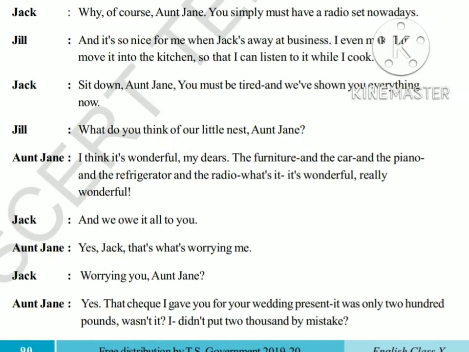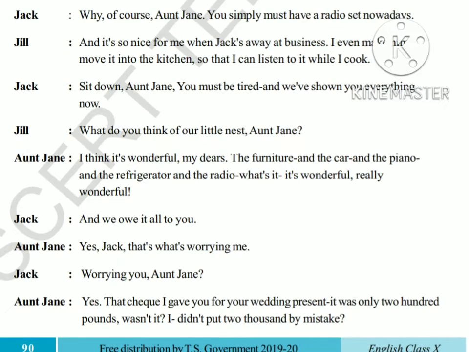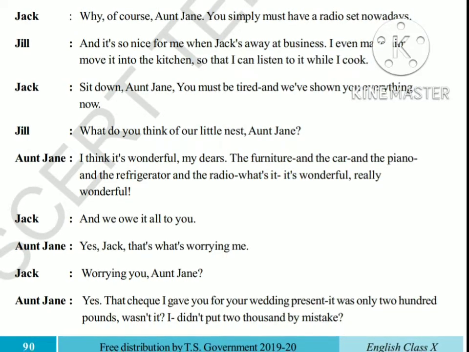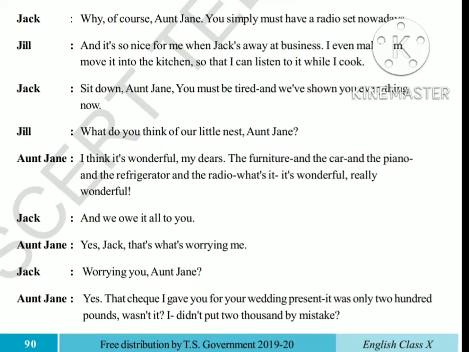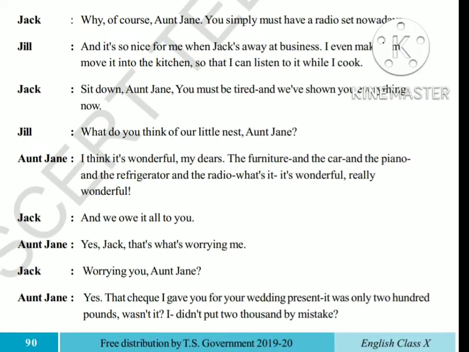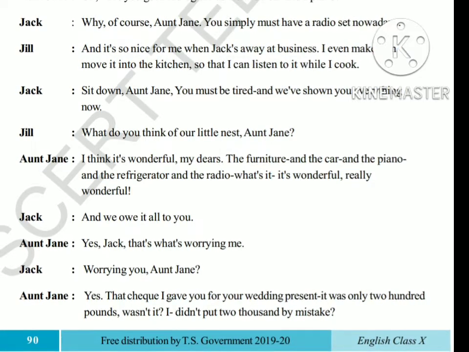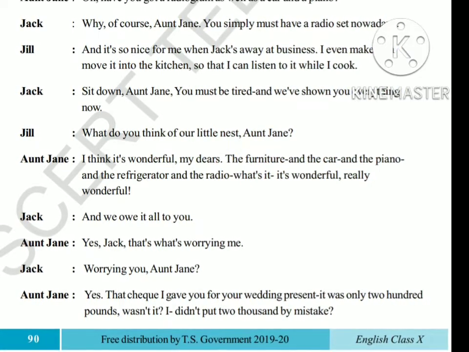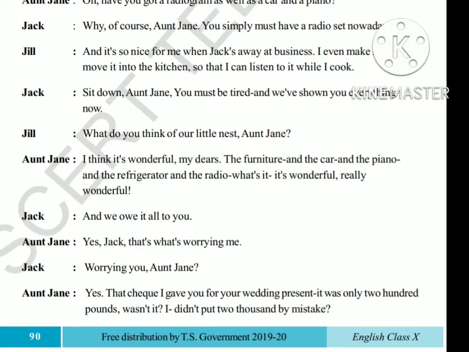Here nest shows that new house itself. Anyway, we have understood that Aunt Jane visited that villa, the new house, that day. She has seen the entire arrangement of that house. She has noticed the piano, car, all the new items, refrigerator, furniture, everything. And now let's see what's next.